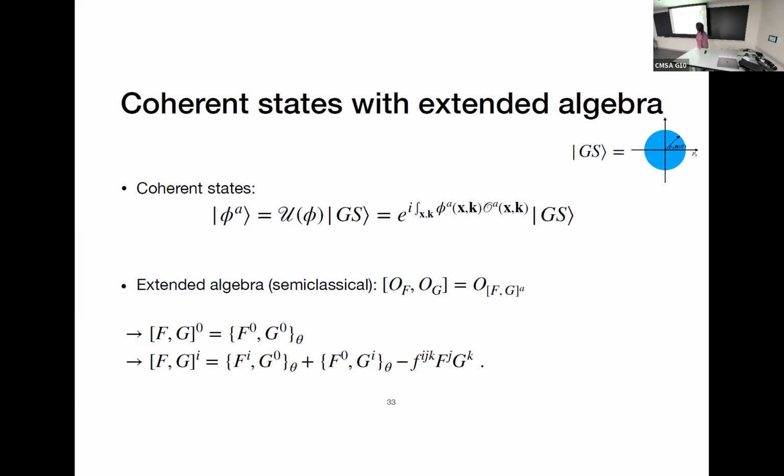And we know that in the semi-classical approximation, the extended algebra, if we define some operator like previously, will be related with this extended algebra, where this F is the structure factor.